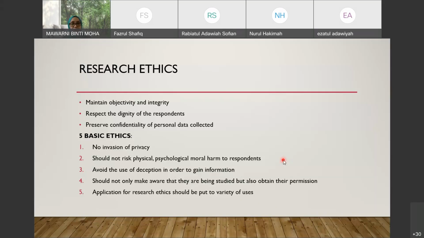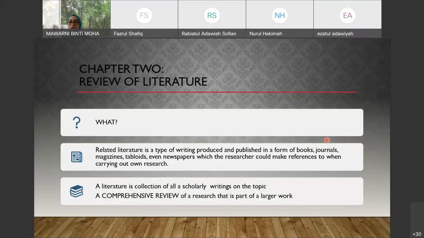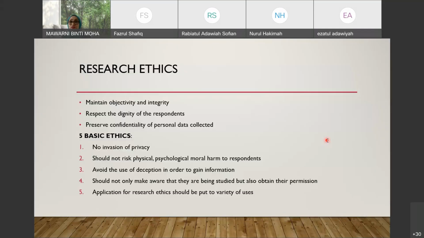So application for research ethics should be put to a variety of users. That's the reason why we have research ethics. Okay, any questions? You can sip water. Done with chapter 1. Any question for chapter 1? Allow me to take some drinks. So far so good? Okay or not? Yes. Okay, doctor. Thank you. All right. So shall we move on to chapter 2?